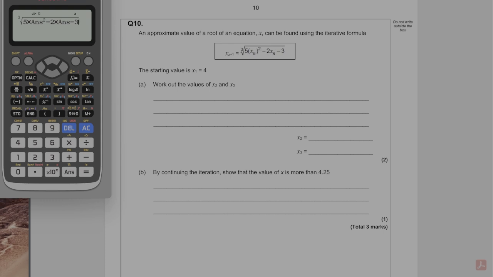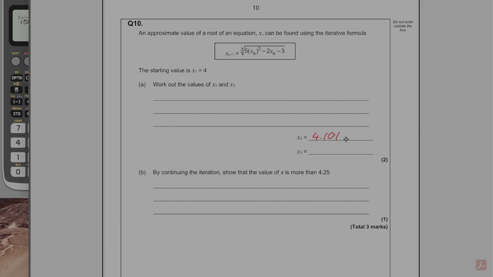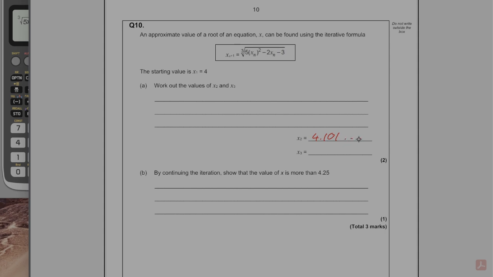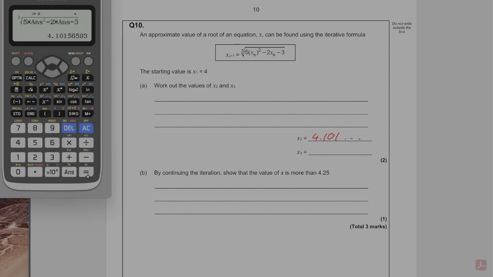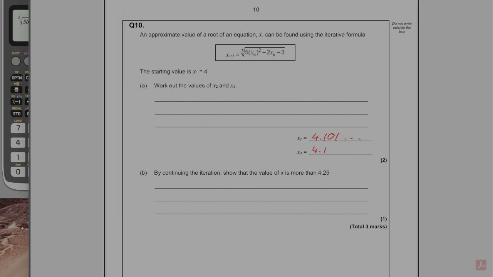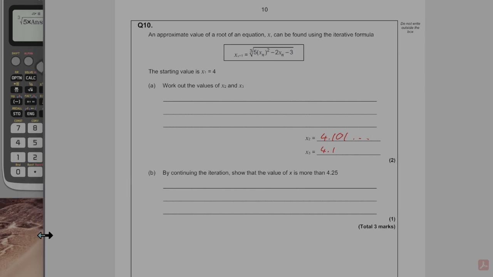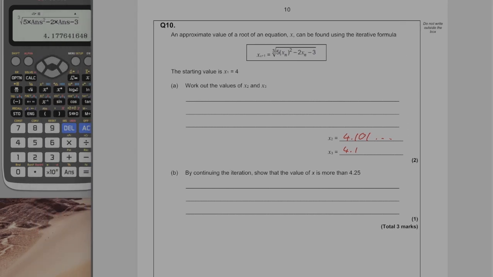Right, so every time I press equals, it'll give me the next term. So my next term, or x2, is going to be 4.101 dot dot dot. And then my next one, press equals again, 4.177 dot dot dot. By continuing the iteration, show that the value of x is more than 4.25.